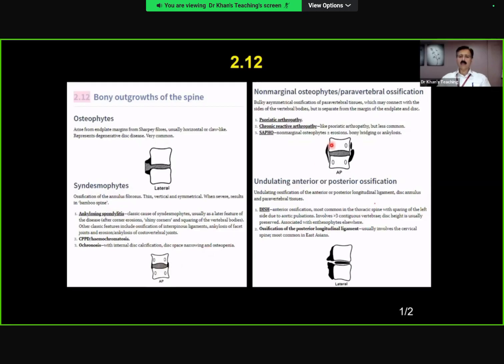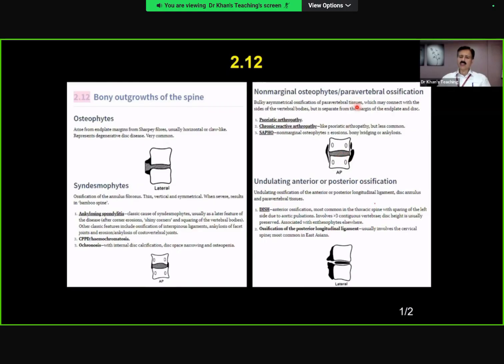On the other hand, paravertebral ossification. What happens? Bulky asymmetrical ossification of paravertebral tissue, which may connect with the sides of the vertebral body, but is separate from the margins of end plate and disc. So if you see here, this thing is paravertebral ossification. It can be connected to the body here. It can also connect like this. It can bridge like this, body to body, but it is not arising from the intervertebral disc.